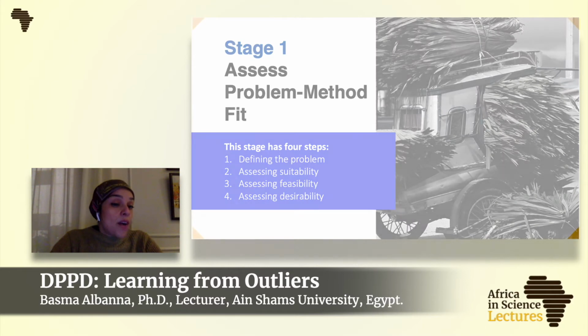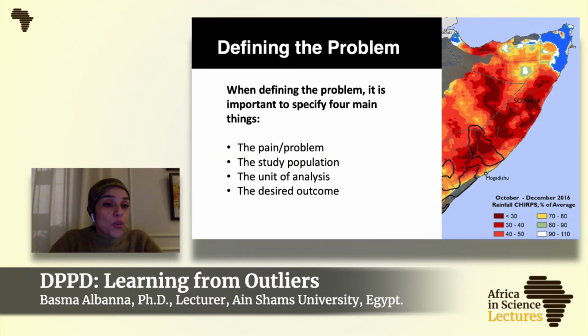When it comes to defining the problem, it is important to specify 4 main things. What is the pain and the problem that we're trying to solve? Who is the study population or the target group, which is the group of individuals, communities, or geographic units who are suffering from or causing the problem and will be included in the analysis?